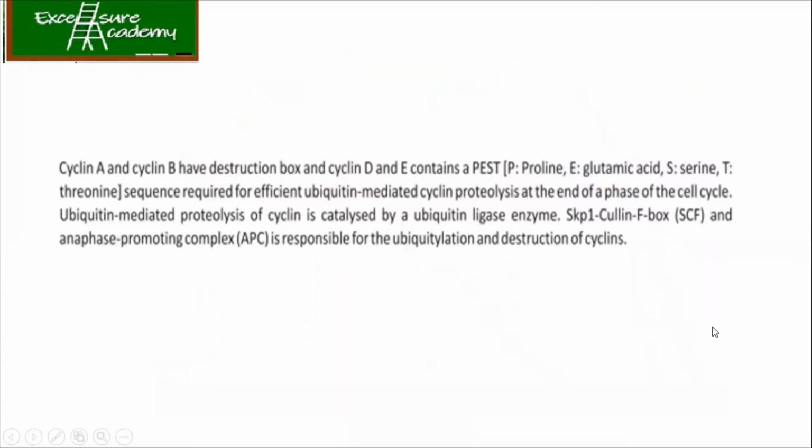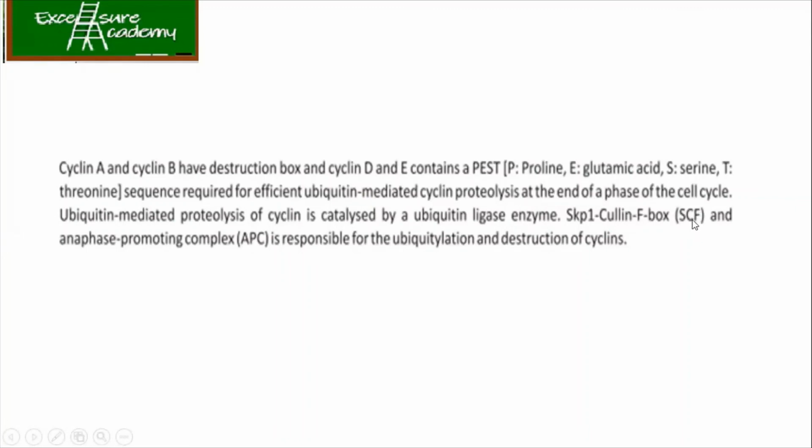So cyclin A and B have a destruction box, and cyclin D and E contain PEST. What is PEST? Proline, glutamic acid, serine, and threonine sequences, which are required for efficient ubiquitin mediated cyclin proteolysis at the end of the phase of the cell cycle. Now, ubiquitin mediated proteolysis of cyclin is catalyzed by ubiquitin ligase enzyme. We have discussed all this, right? The SCF Cullin F box is present, and APC is responsible for the ubiquitination and the destruction of the cyclins.